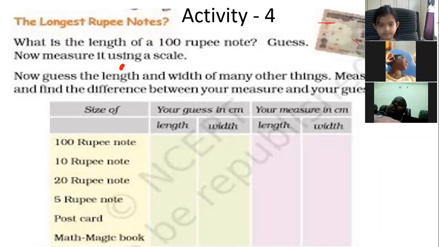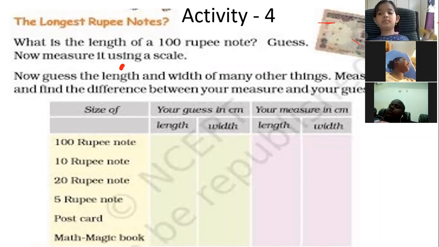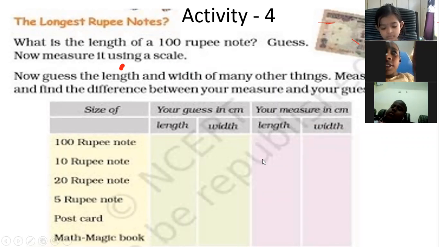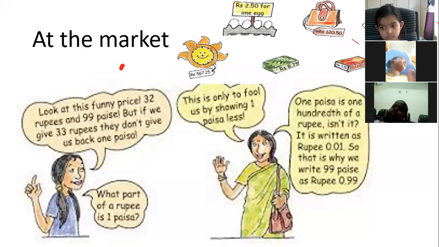I think this you can try. Ask your parents to give pocket money. Take the pocket money from your parents: 100 rupees, 10 rupees, 20 rupees, 5 rupees. And you can measure the length and breadth. This activity you can try. So this also I'm giving as homework. Altogether 3 activities I'm giving.